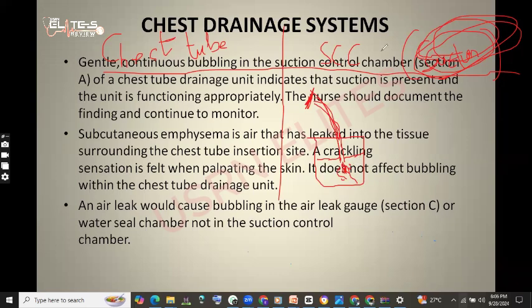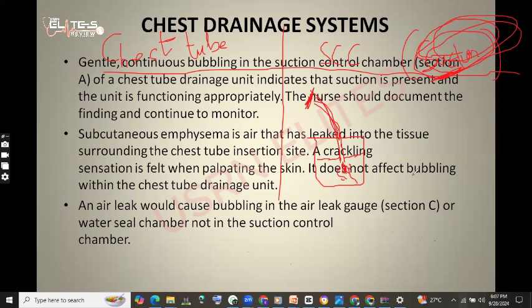Now the other part is where they've told you that the chest tube is connected to a suction wall or a suction control chamber, in which case the word suction has been mentioned. So what do you think in this case? You see how a suction effect happens. Suction draws air.